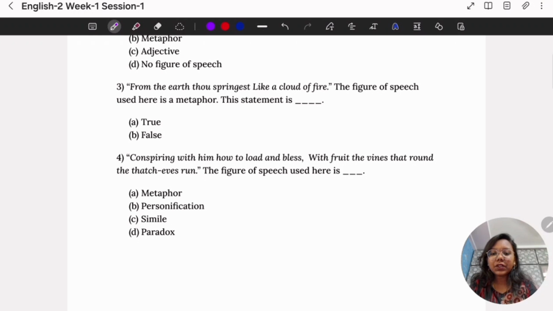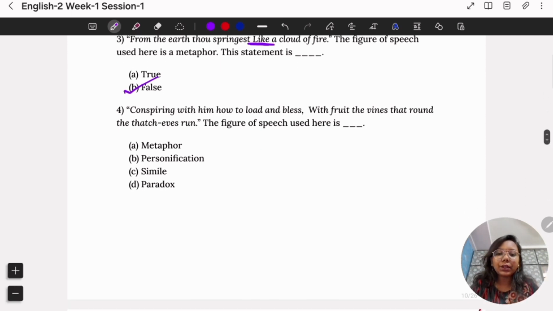And so the third question, if you see, there's a connective here, and they are saying that it is a metaphor. So obviously there will be no connectives in a metaphor. So it isn't a metaphor. It is instead a simile. So it is false.